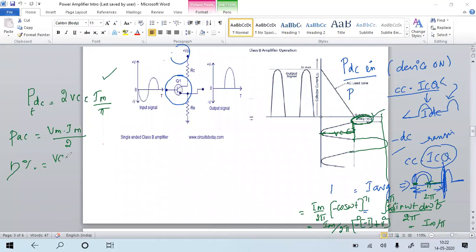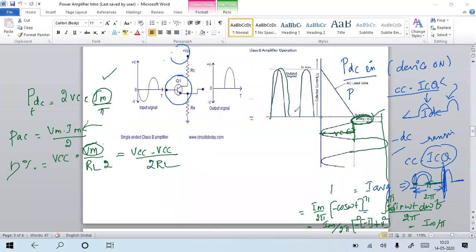How can we write current in terms of voltage? Vm by load, right? So Im can be written as the peak value of the voltage divided by the load resistance RL. Vm by RL. Vm we already know is the peak value, which can be written as VCC. So VCC into VCC divided by 2RL is the power AC. What about power DC? This is VCC into again Im, where Im is the peak value of the sinusoidal signal.